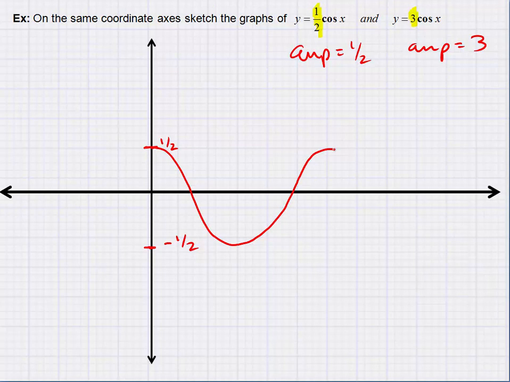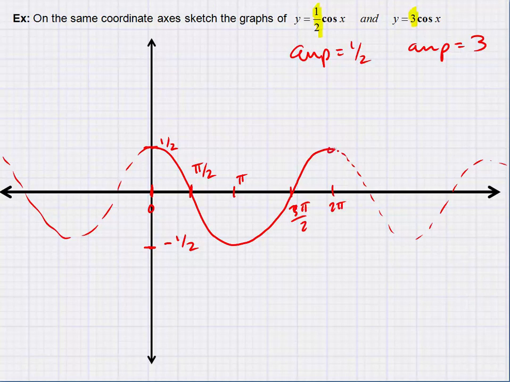Okay. Now it's going to continue on over and over and over again in all directions. But that's what one period would look like. My x values are 0, pi halves, pi, 3 pi halves, and 2 pi. Okay, that's where we get the maximum, x-intercept, minimum, x-intercept, maximum again.